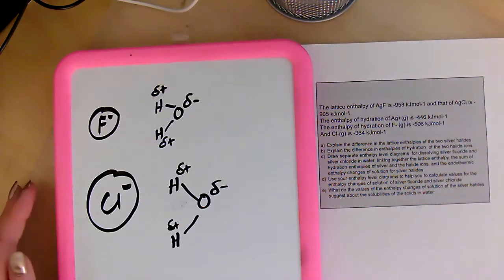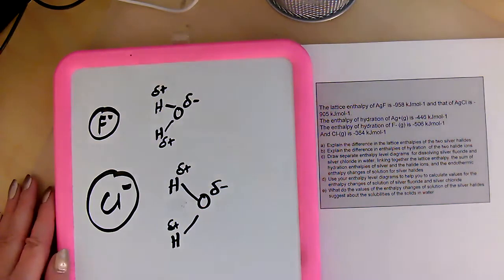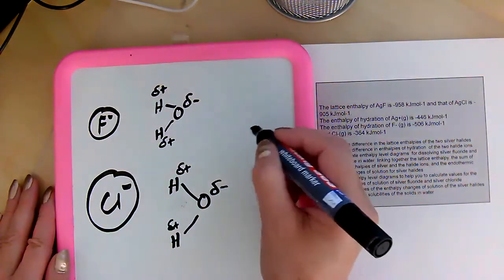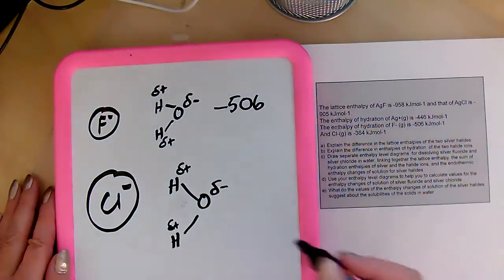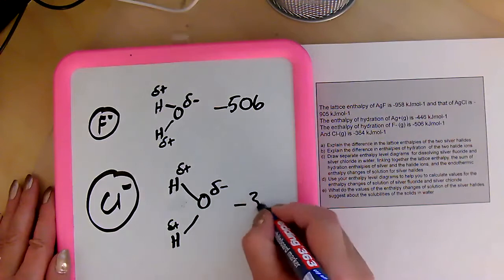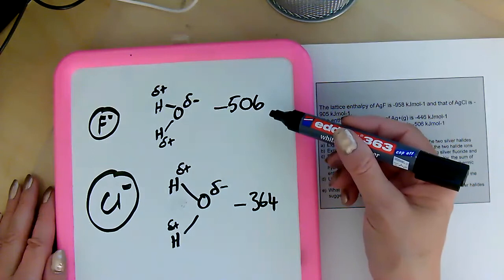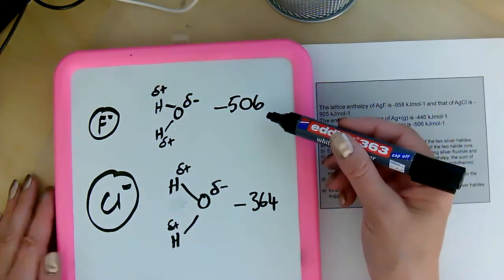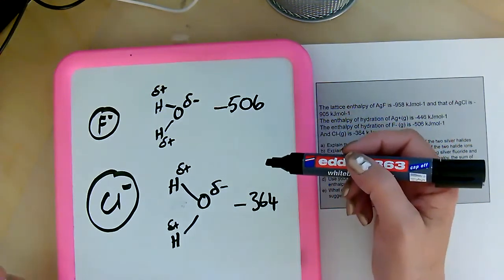So the second part of this, explain the difference in enthalpies of hydration of the two halide ions. So here we've got fluoride and chloride. And looking at the information, we know that the enthalpy of hydration for the fluoride ion is -506 kilojoules per mole, and for the chloride ion is -364 kilojoules per mole. We can see that this hydration enthalpy is much greater for the very small, more densely charged fluoride ion than the chloride ion.